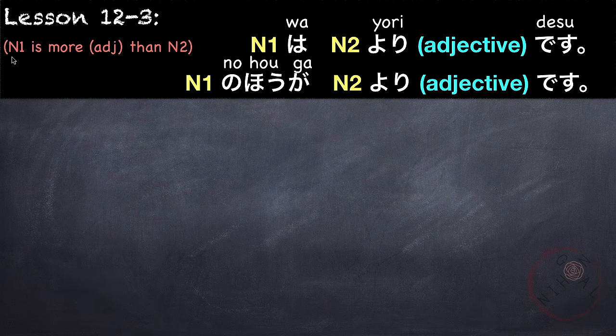Next is how to say that N1 is more adjective than N2. We use the pattern N1 wa N2 yori adjective desu. Or you can also say N1 no houga N2 yori adjective desu.